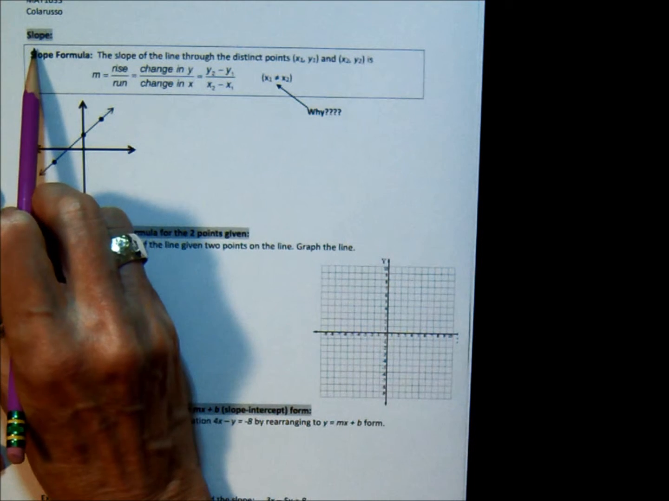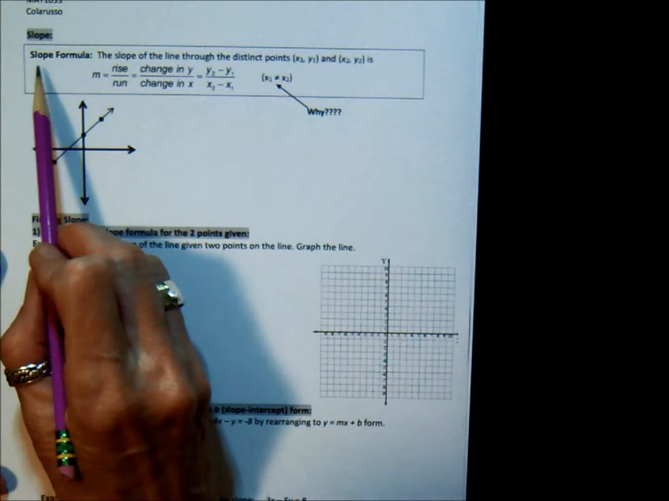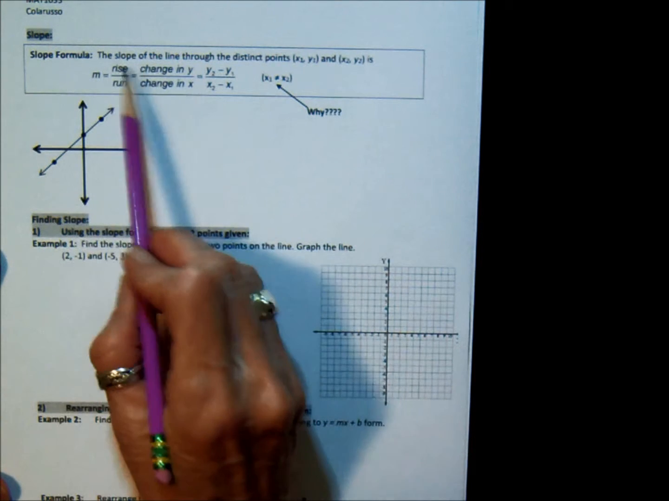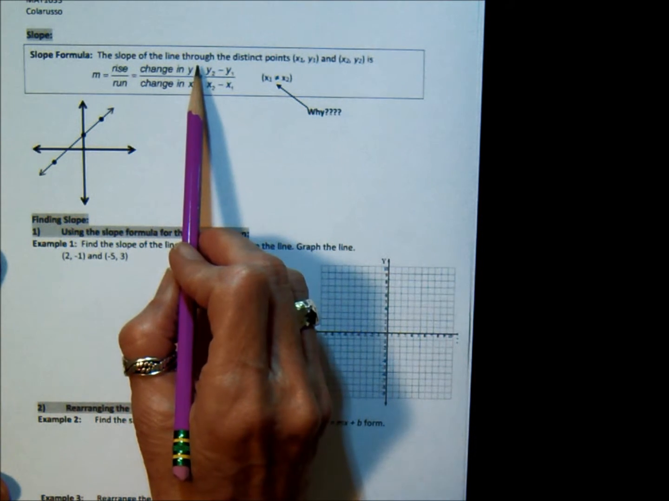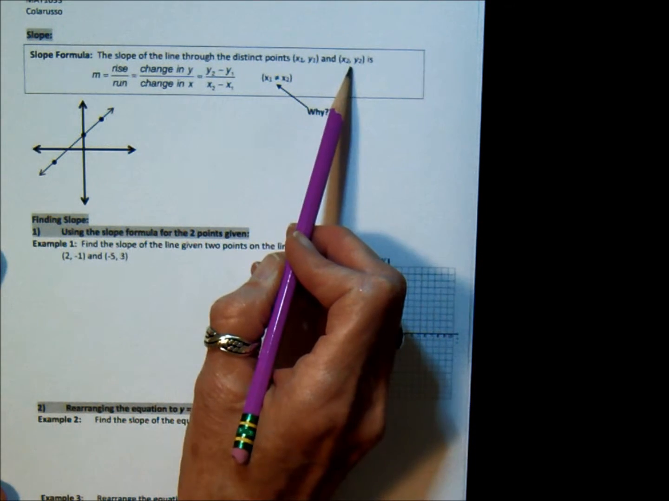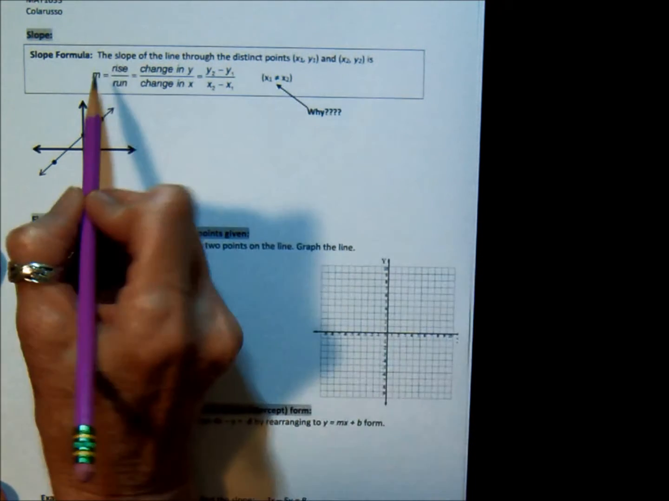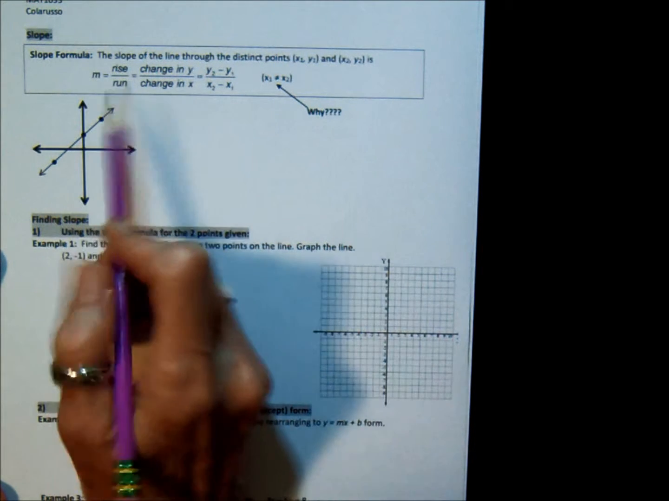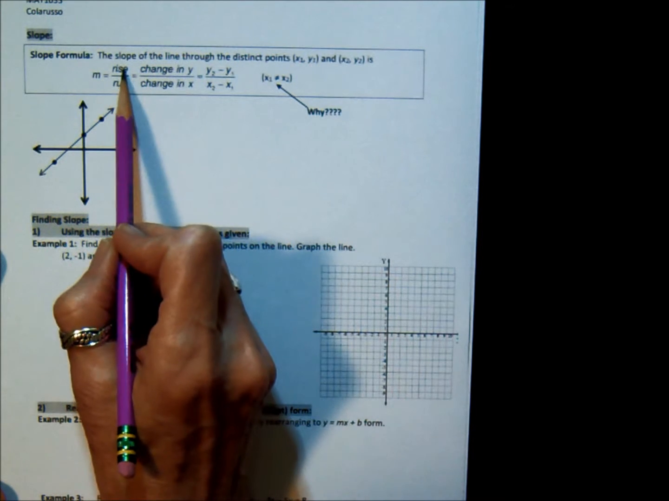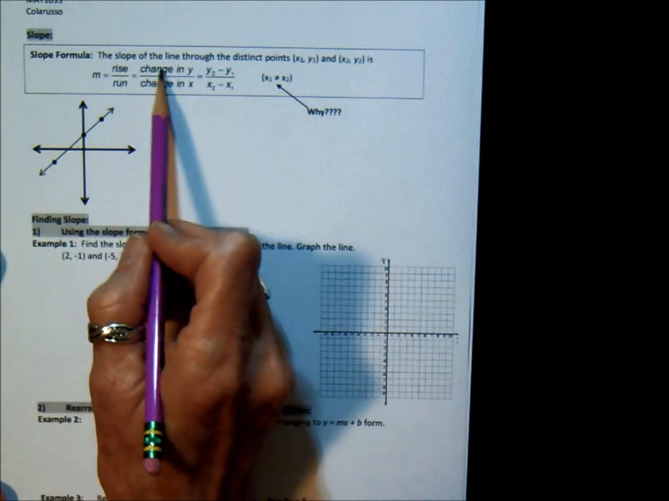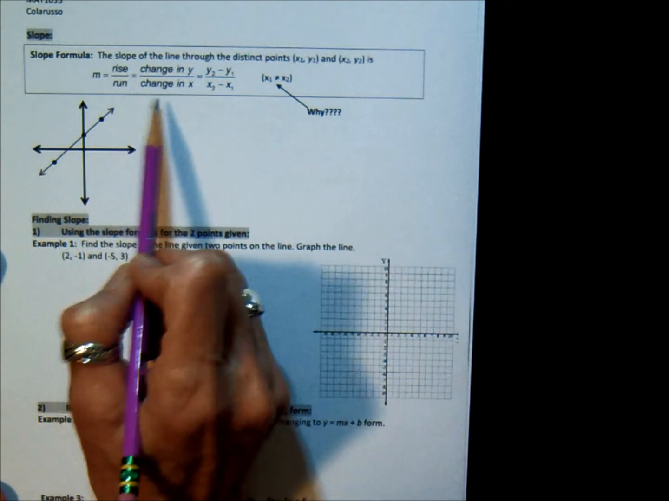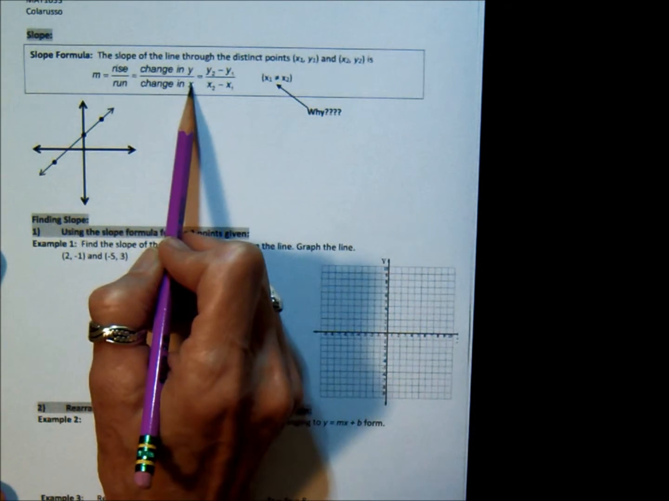This video is on slope. That's our topic for today, and you'll see at the top a box that has the slope formula. It says the slope of the line through the distinct points x1, y1 and x2, y2 is given by, first off, m represents slope, and we call it rise over run. The rise being the up and down direction, so how much the y changes, divided by the run, which is the left-right direction, or how much the x changes.